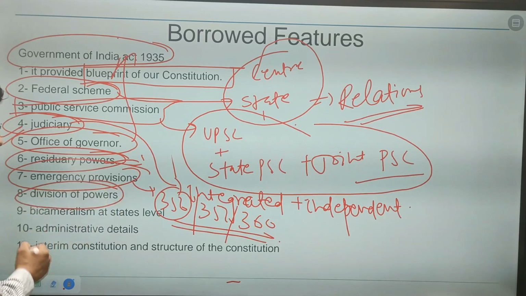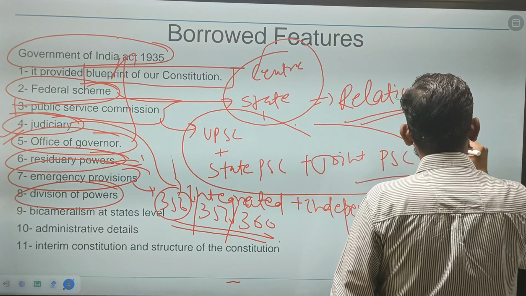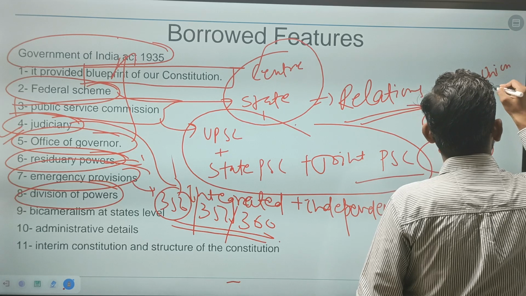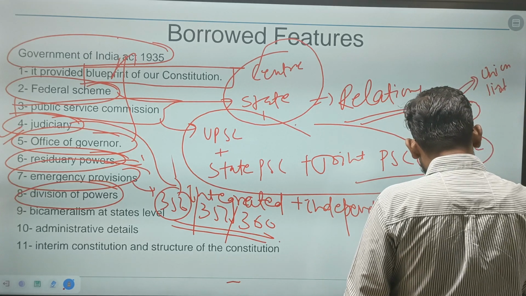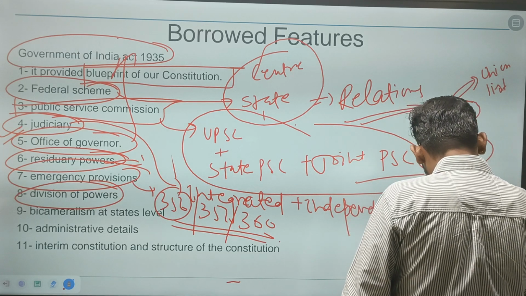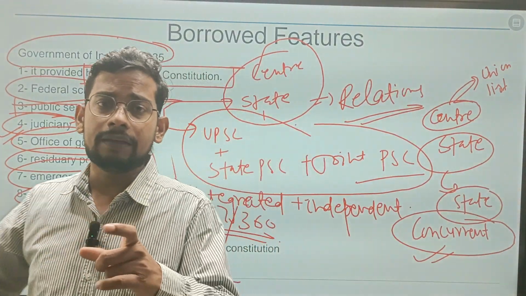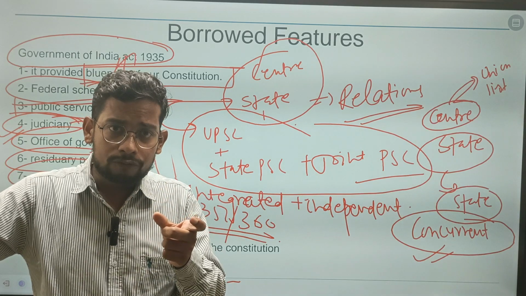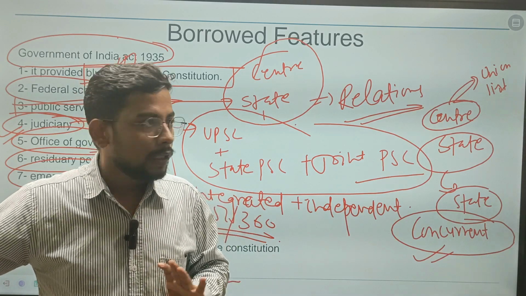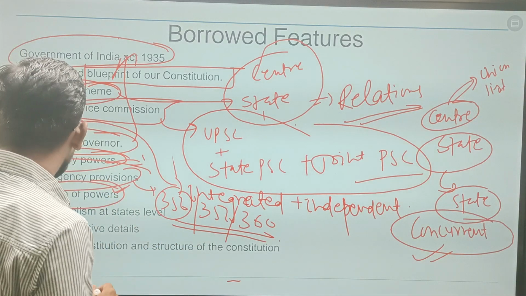Then division of power. Division of power between whom? Division of power between center and state. The center will have exclusive power over the union list, and the state will have power over the state list, and the concurrent list will be jointly governed by center and state. Center and state both will have power over the concurrent list. But in case of conflict, in case of differences, the law of the center will prevail over the state. Okay, so this division of power has also been taken from the Government of India Act 1935.